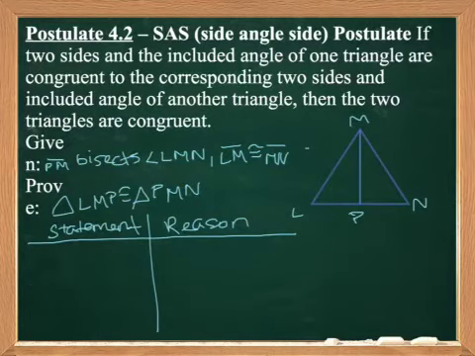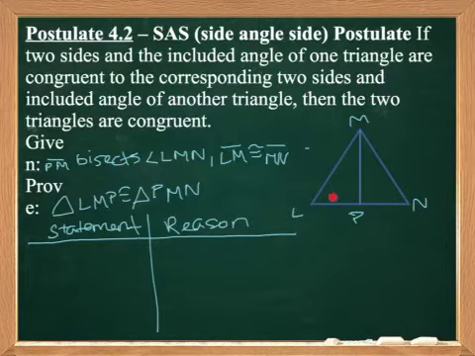Now the second postulate from this section is side, angle, side. If two sides and the included angle, so you have the two sides and the angle in between them, are congruent to the corresponding two sides and included angle of another triangle, then the two triangles are congruent. So we have our given that line segment PM bisects angle LMN, and LM is congruent to MN. So we want to prove that the two triangles are congruent.